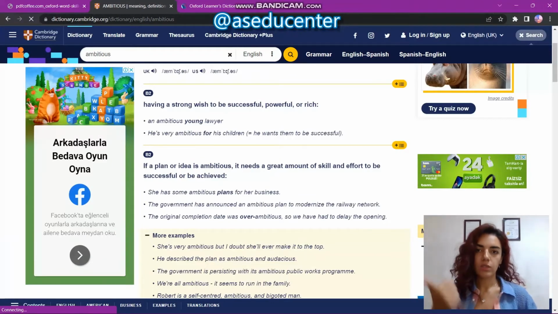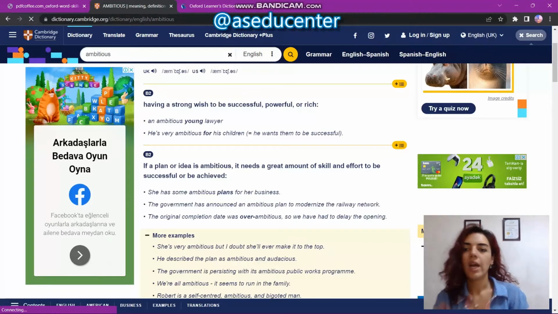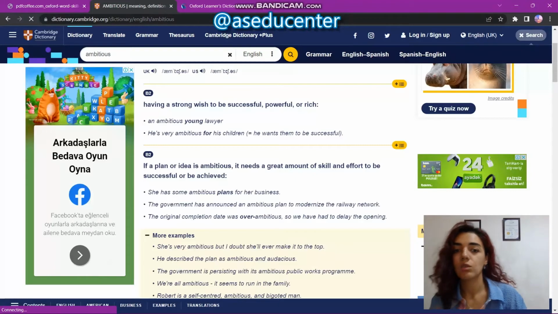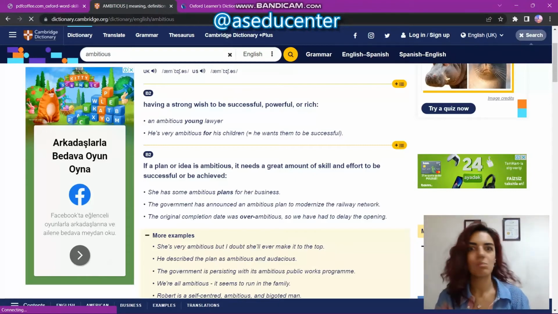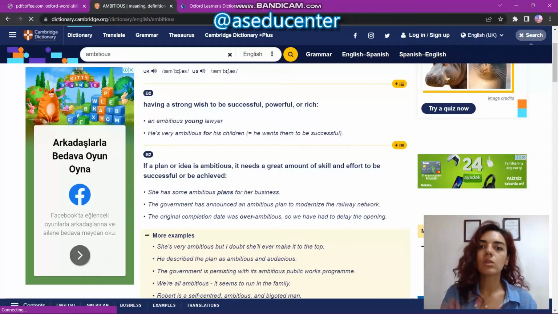So first we wrote, second we checked the pronunciation, third thing we are sure about the accent, and now we can understand the meaning of this word. First, of course, when you read the definition, it might be kinda hard for you to get. So the fourth thing to do is to simplify it. So how do you understand this word? Having a strong wish to be successful, powerful, or rich. So what does ambitious mean then? So you try to paraphrase the definition, okay?